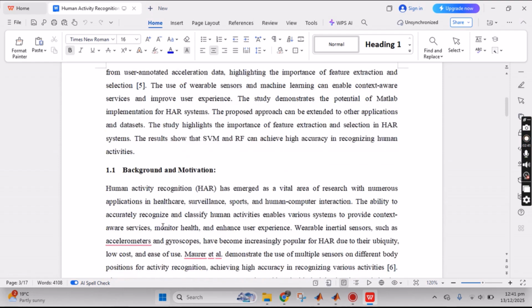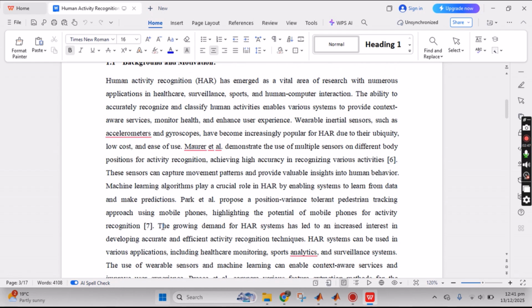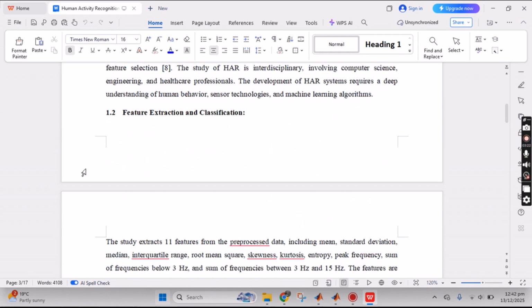for various applications in terms of healthcare, monitoring, sports analytics, and surveillance systems as well. Background and motivation: wearable inertial sensors such as accelerometer and gyroscope have become increasingly popular for HAR due to their ubiquity, low cost, and ease of use as well. The growing demand for HAR systems has led to increased interest in developing accurate and efficient activity recognition.